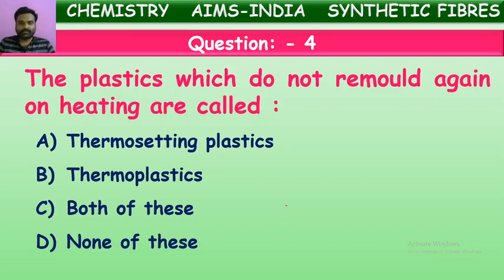Are they both? Yes, while studying about the classification of plastics, we told there, based upon the recyclability and remoldability, these plastics are categorized into two types. One is thermoplastics, the second one is thermosets or thermosetting plastics. The plastics which can be remolded, which can be reshaped, which will melt on heating and after melting can be reshaped again on cooling, those plastics are said to be thermoplastics.